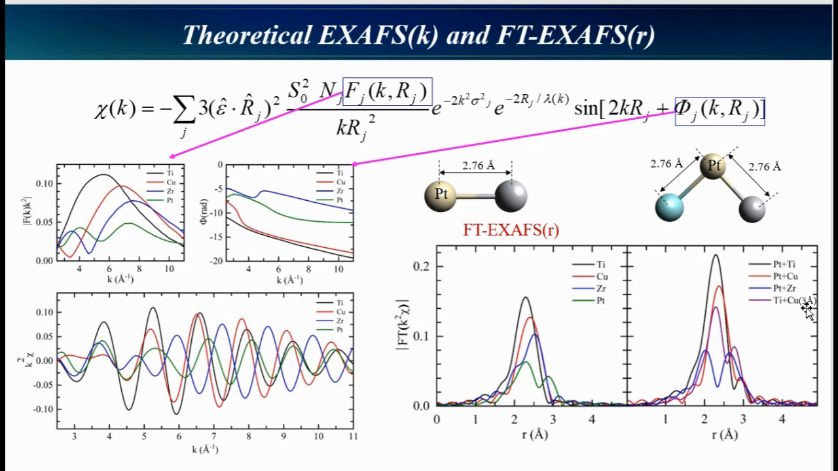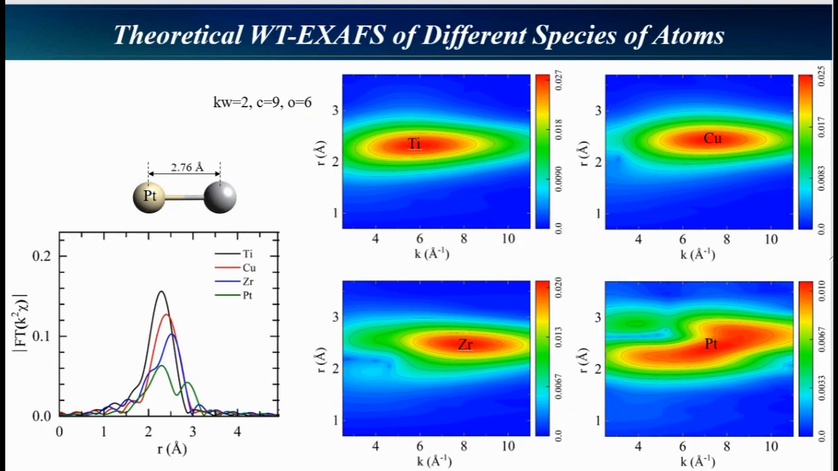The wavelet transform EXAFS was obtained at k weight 2, number of cycles 9, order 6. The wavelet transform EXAFS of titanium and copper are very similar, whereas those of zirconium and platinum are considerably different, which means that atomic discrimination is possible by the wavelet transforms when the difference of atomic number between two atoms is a little bit big.